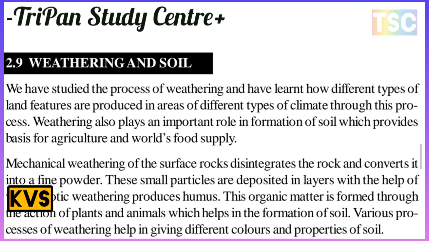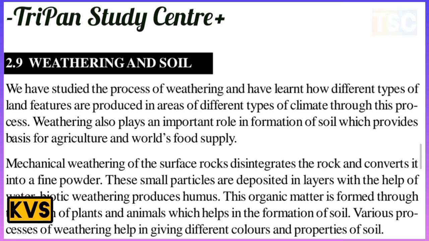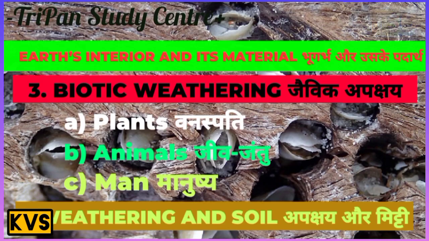Mechanical weathering disintegrates the surface rock and converts it into a fine powder. These small particles are deposited in layers with the help of water. Biotic weathering produces humus and organic matter through the action of plants and animals, which help in the formation of soil. The various processes of weathering give different colors and properties to soil.